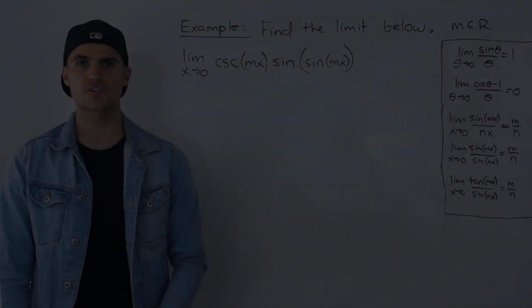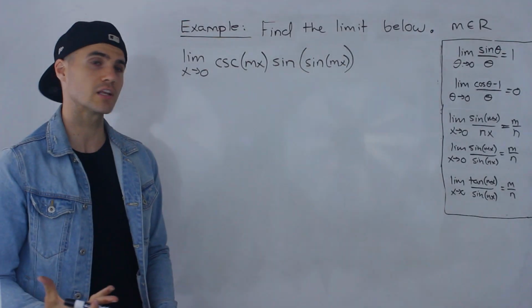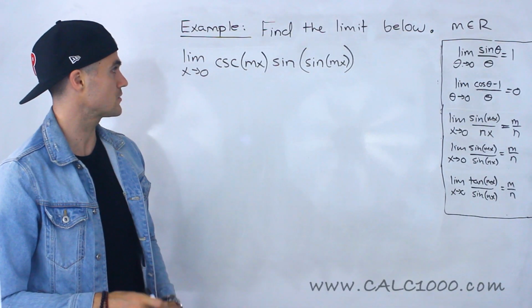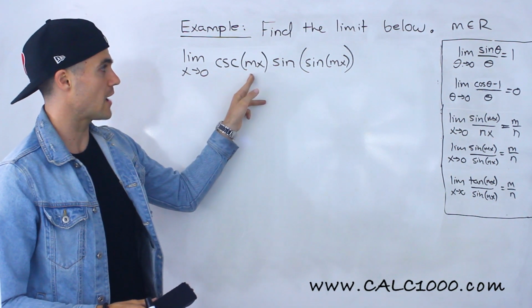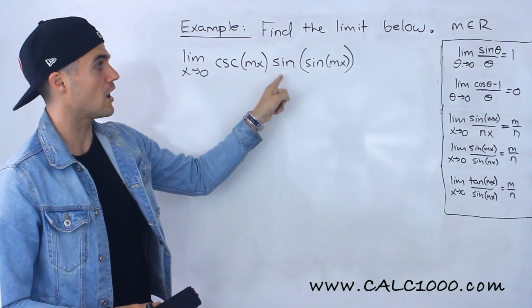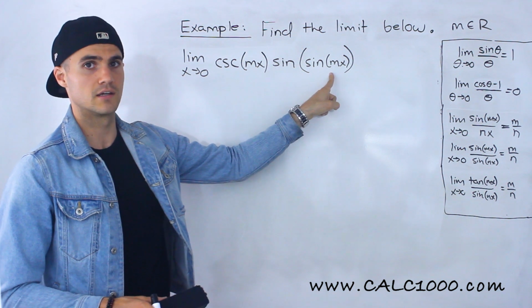Welcome back everyone, Patrick here, moving on to another trig limit. So we've got the limit as x approaches 0 of cosecant mx times sine of mx.